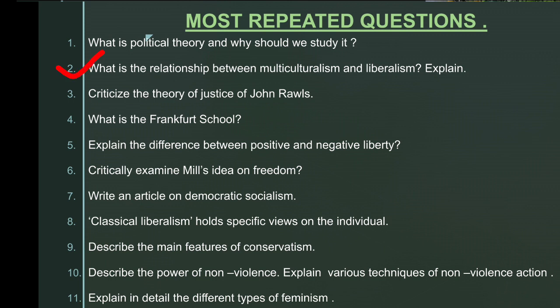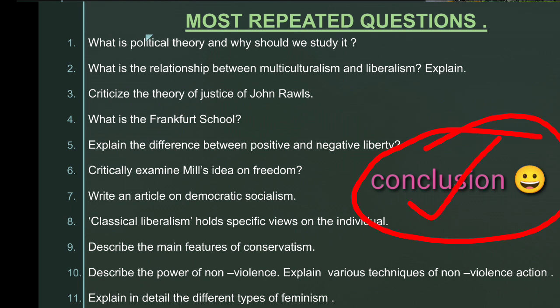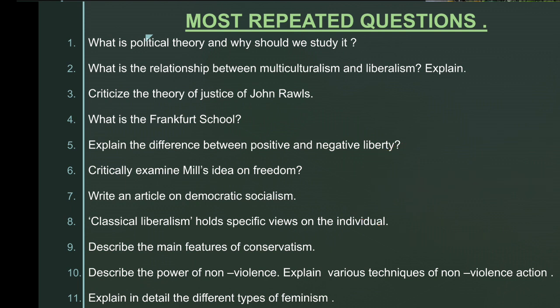Coming to the second question, we'll move a little bit faster, otherwise the video is going to be quite lengthy. Question number 2 is asking for the relationship between multiculturalism and liberalism. Explain. Here first you explain multiculturalism, and on the other hand you explain liberalism. Then the relationship will come in the main body, and after that you conclude your answer. Mind this: conclusion is a must. You need to mention a conclusion in every answer.